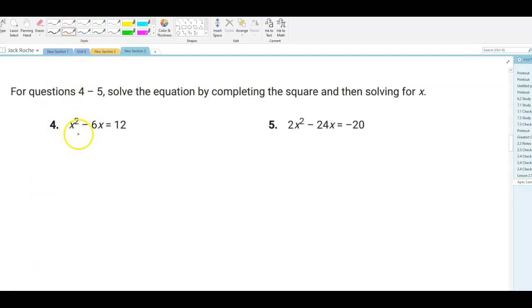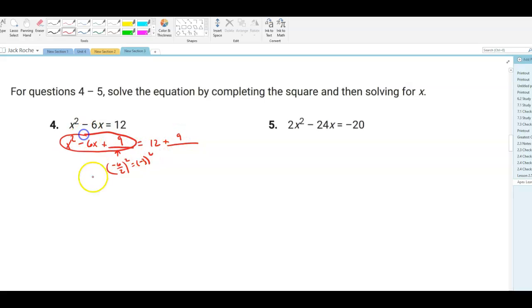So if we look at this example, right, we have x squared minus 6x. What are we going to add here, right? And we're going to add that same amount here. So to figure this out, I take -6 divided by 2 and square it. That will give me -3 squared, which is 9. So I add 9 there, I add 9 here.